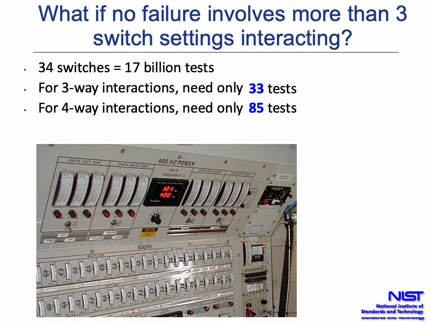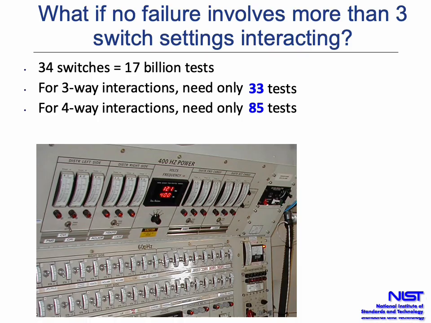For example, if we somehow knew that no failure involved more than 3 switch settings, then we could do all three-way interactions in only 33 tests. It might seem surprising, but when you look at the numbers, it does work out. For 4-way combinations, we need 85 tests. For 5- and 6-way combinations, we need a few hundred tests. So that is certainly much better than 17 billion tests.